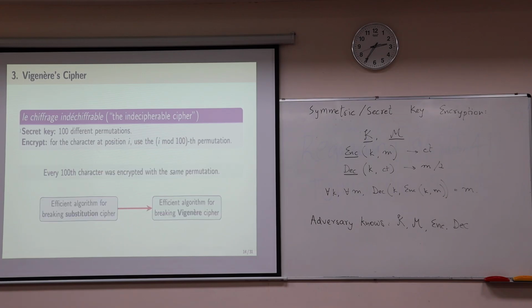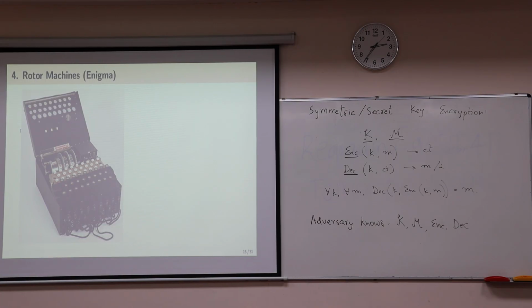And what we have essentially seen is if you have an efficient algorithm for breaking the substitution cipher, you would get an efficient algorithm for breaking what's called Vigenere's cipher, even though Vigenere is not the person who came up with this. He was a French diplomat who spent some time in Italy and studying crypto at that time, and somehow his name got associated with this cipher. Okay. All right. So moving on, this brings us to what are called rotor machines.